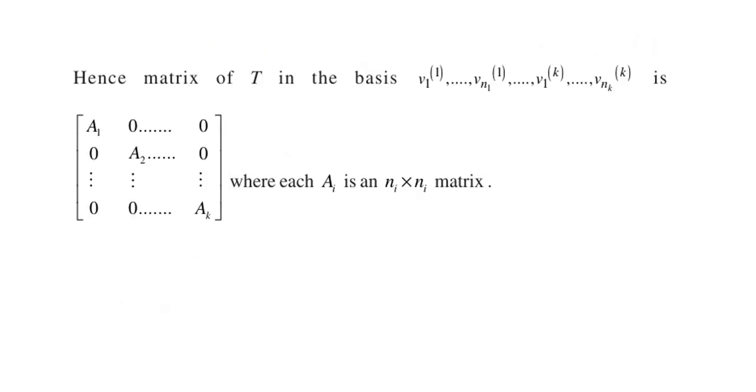So finally you have the matrix like this. V should be a direct sum of subspaces, and we must have the subspaces to be invariant. Then you can find a basis of V in which the matrix of T is of this form.